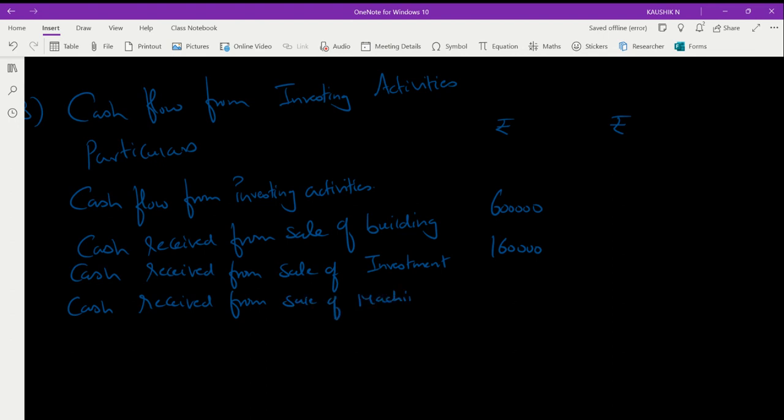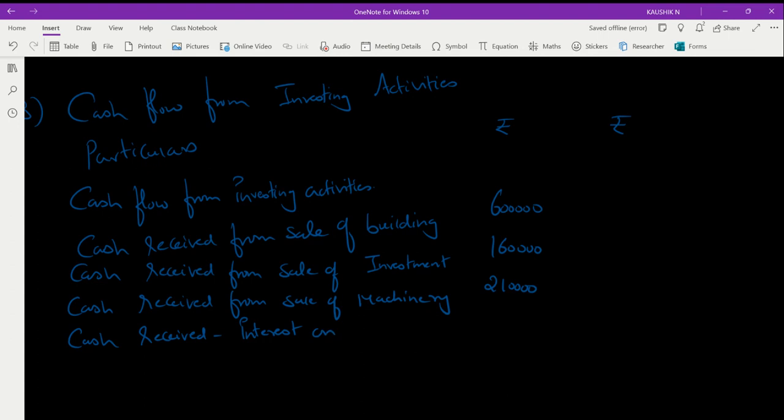Cash received from sale of machinery. Value was rupees 2 lakh 10,000. And next is cash received for interest on debentures. Okay, cash received, you can just put a hyphen, interest on debentures.